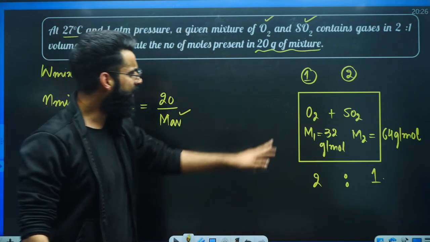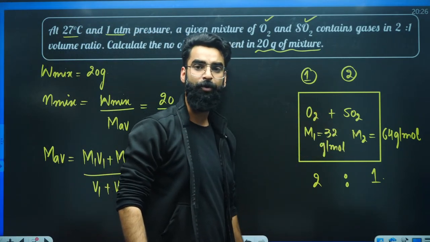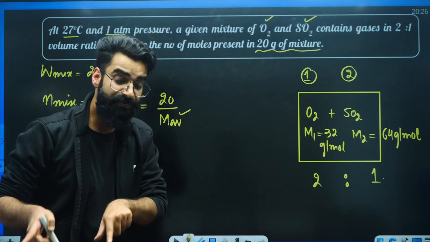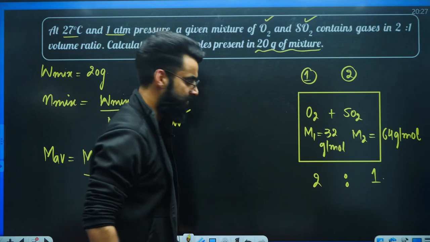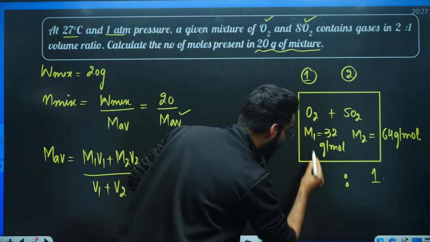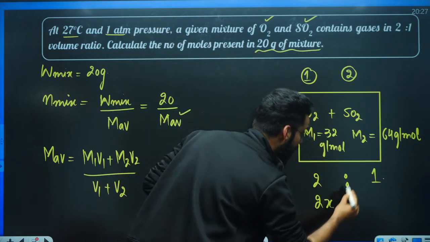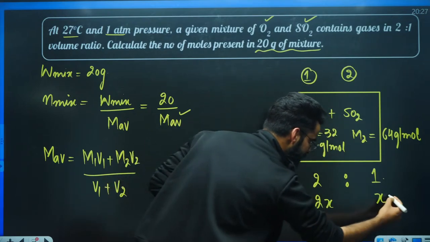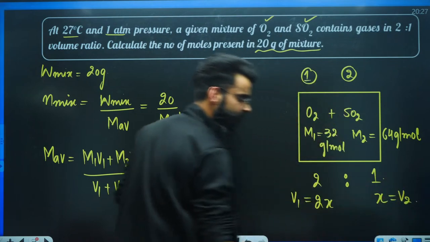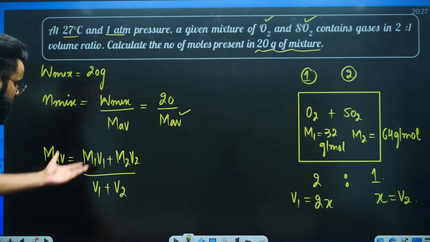Now M1 and M2 we already know. But what are V1 and V2? As per the question, the gases are present in a 2:1 volume ratio. So let's assume the volume of O2 is 2x and the volume of SO2 is x. Let me call these V1 and V2. Understood, right?